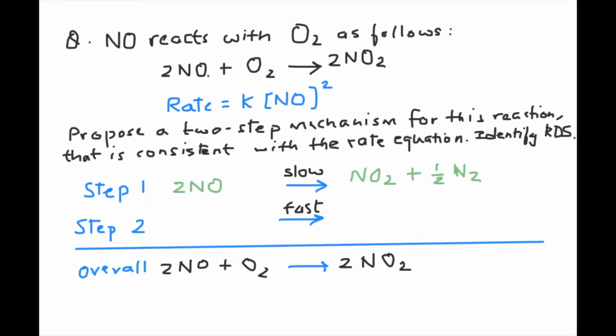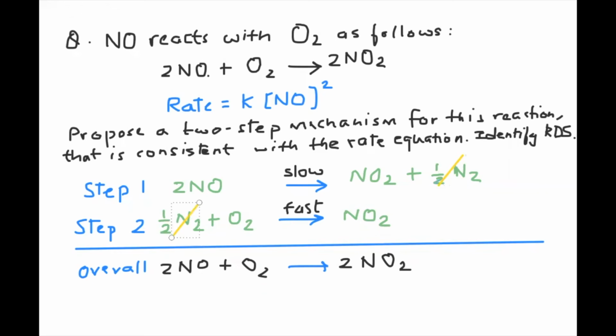Now N2 does not appear in the overall equation. So to cancel it out, let's put it on the left hand side of step 2. And what's missing is oxygen from the overall equation. Again, that goes on the left hand side in step 2. Now what you need to make is 1 more mole of NO2. So let's make that. And then check that the moles on the second line are all balanced, so the elements are all balanced. So we have 1 nitrogen on either side and 2 oxygens on either side.